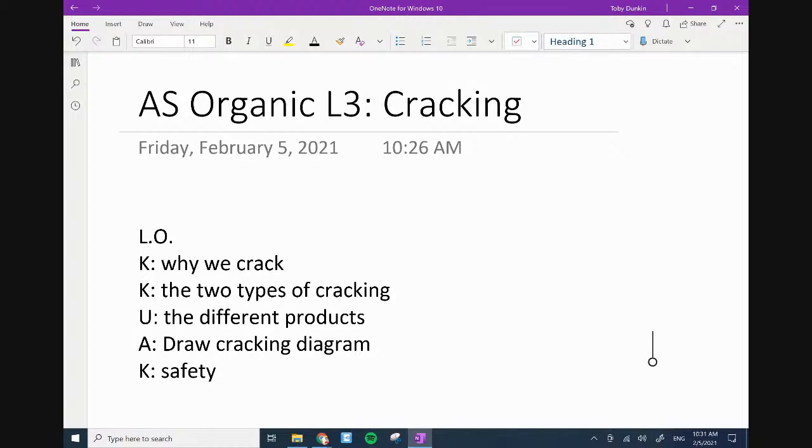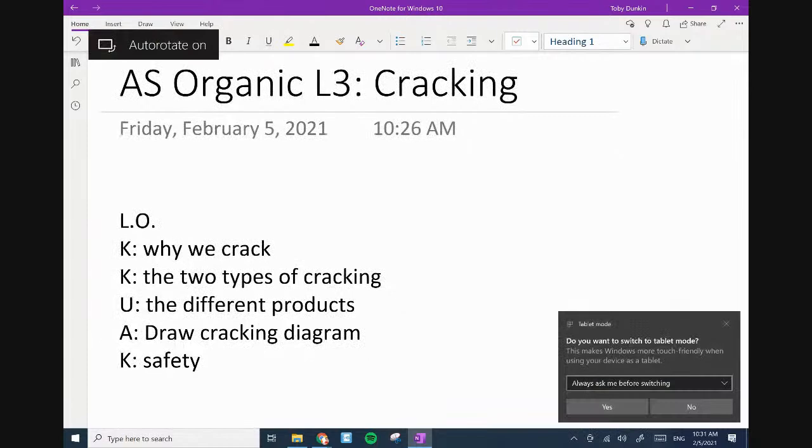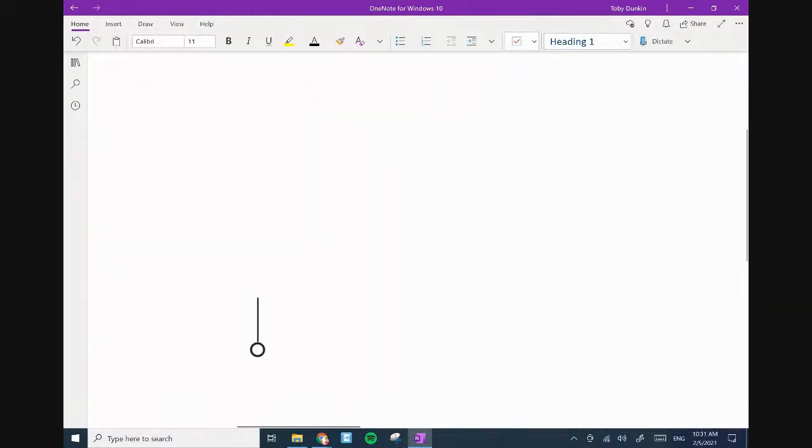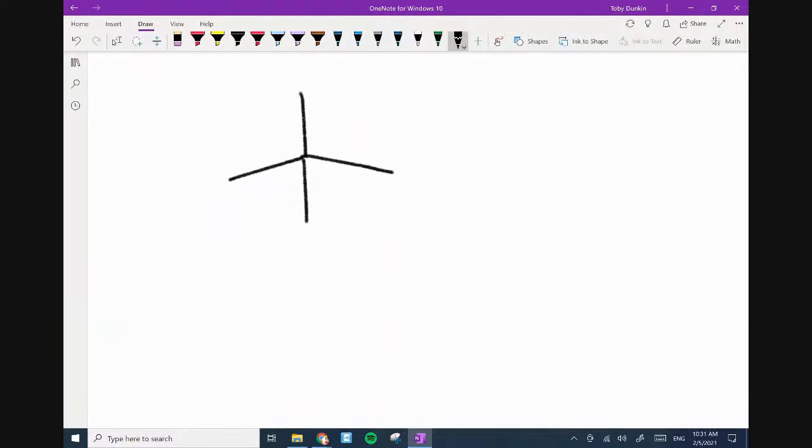Whatever. Okay, so the first thing we did last lesson is we were doing some naming, some nomenclature. We were doing naming of some organic molecules, and you guys have all been practicing them, of course.